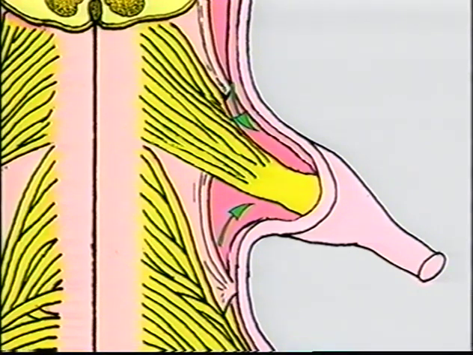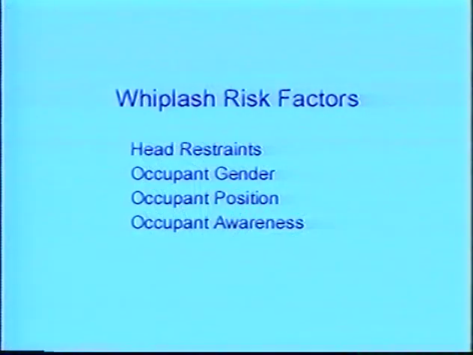The authors of this study hypothesized that the rapid pressure changes in the spinal canal can create a great deal of strain on the spinal nerve roots, which in turn could result in pain symptoms after a low-speed crash. There are literally dozens of factors that can increase the risk of injury from a low-speed car crash. A few of these include head restraint positioning, occupant gender, occupant position, and occupant awareness of the impact.